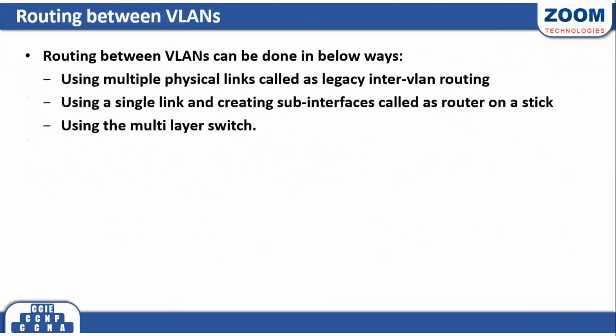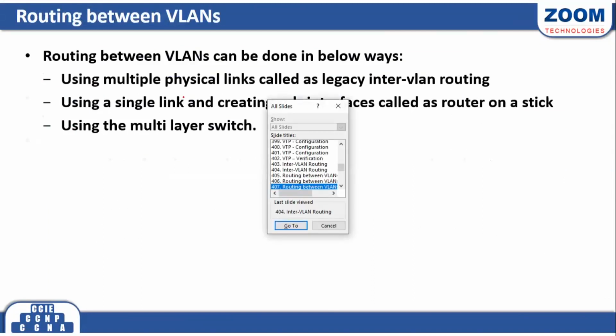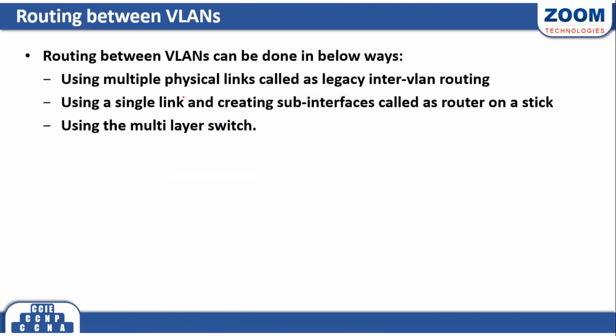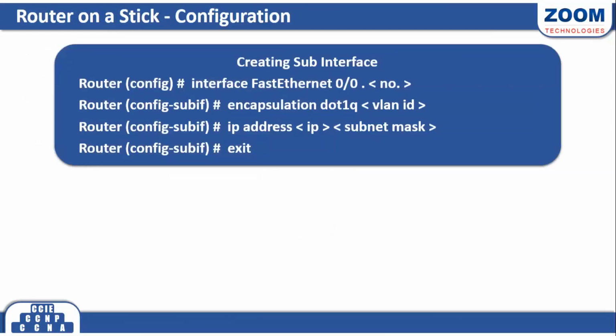Routing between VLANs can be done in three ways: using multiple physical links, called legacy inter-VLAN routing; using a single physical link and creating sub-interfaces, called router on a stick; and using a multilayer switch. These are the three methods we have. These are the commands to configure sub-interfaces and routers.